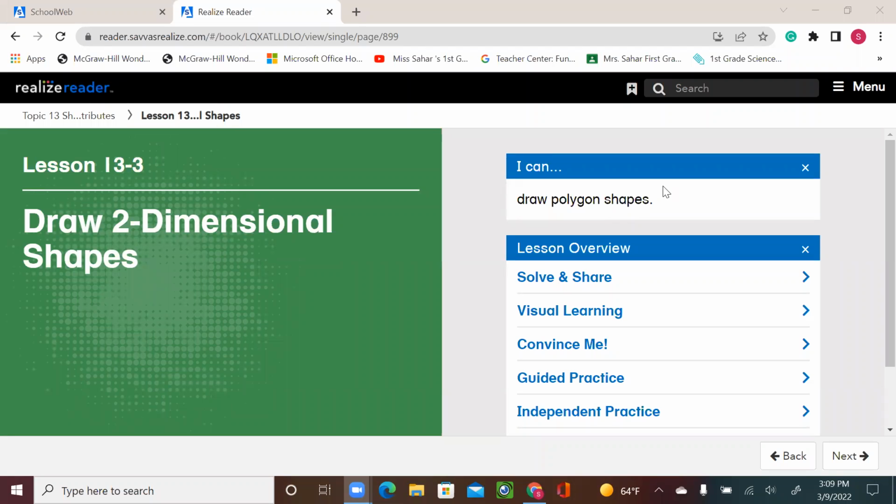Hello, second graders. Welcome to a new math lesson. We're still in topic 13, and today's lesson number 3. Draw three-dimensional shape. Let's start.